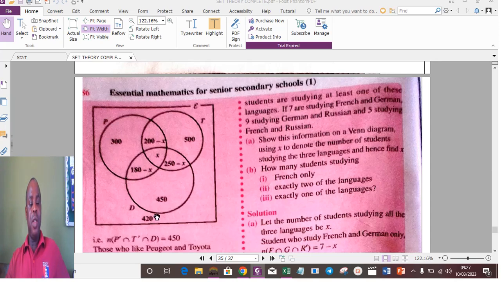180 love Pidgeot and Dasun. That means 180 minus S will be those who love Pidgeot and Dasun only. Now we come here, we want to get this circle, those who love Dasun and Toyota only, but 250 love Dasun and Toyota. For us to get Dasun and Toyota only will be 250 minus S.